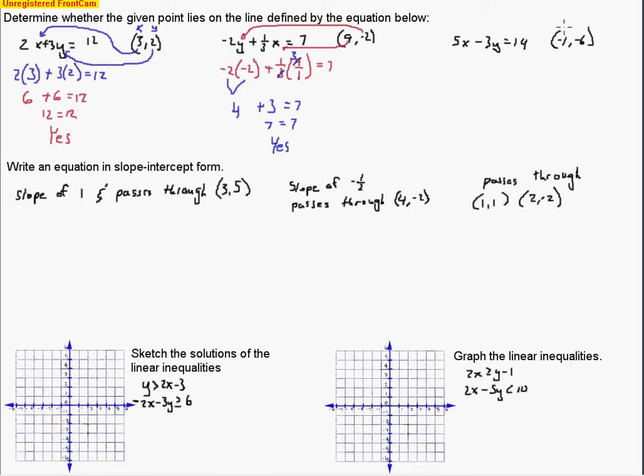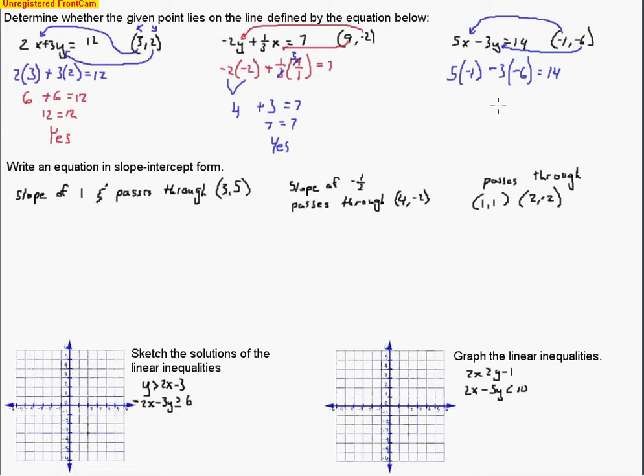All right, on this next one, we're going to rewrite our 5, but in place of the x, we're putting the value that x is. So x is negative 1. So 5 times negative 1 minus 3. Now think of this as like negative 3 being multiplied by the y value of negative 6. And so once we multiply those, combine them, it should equal 14 if that point is on the line.